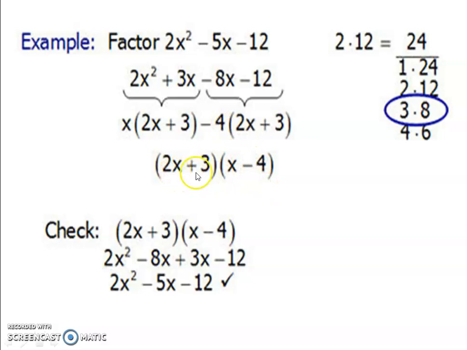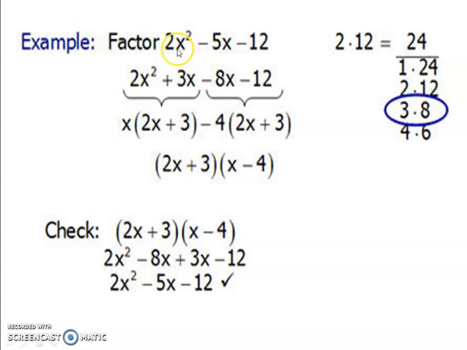Let us check. After multiplying (a + b) into (c + d), we have to derive the same quadratic equation. Yes. 2x into x is 2x². 2x into −4 is −8x. Now we have to take 3. 3 into x is 3x. 3 into −4 is −12. Now we have 2x² − 8x + 3x − 12. 2x² remains the same, −8x + 3x is −5x, and −12 remains the same. So our factors are right.